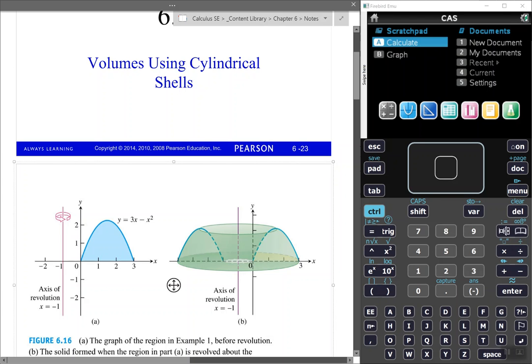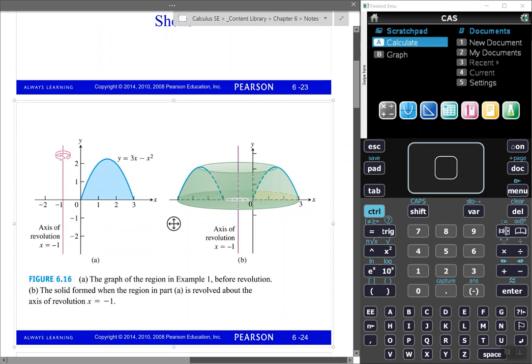So why are we using a different method? Why not just stick to the washers and disks? Why move on to shells? Well, if we look at this, we will see that the function is in terms of x, but we are rotating it around essentially the y-axis. This is shifted. Don't know why they picked a more difficult example for the first one, but we would essentially be rotating it around like a y-axis or an x equals line.